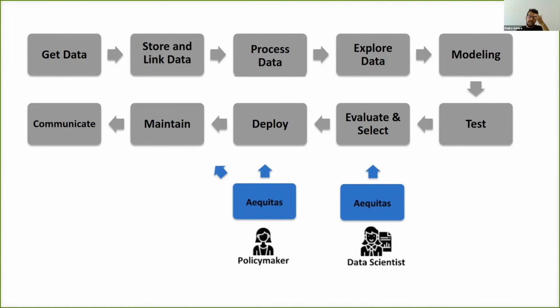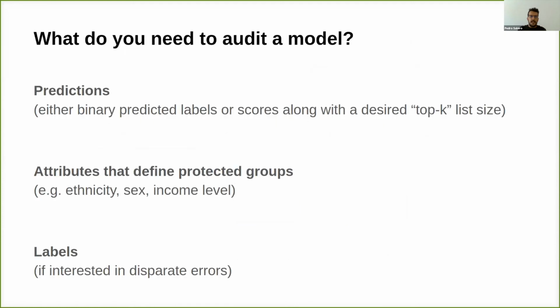And as I said in the beginning, this is an ongoing process, and even when the machine learning models are in production, audits should be continuously carried out. So what do you need to audit the model? You need predictions, you need the attributes that define the protected groups, and you need the labels.